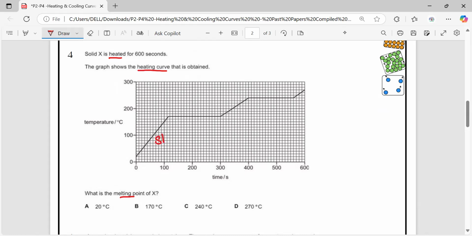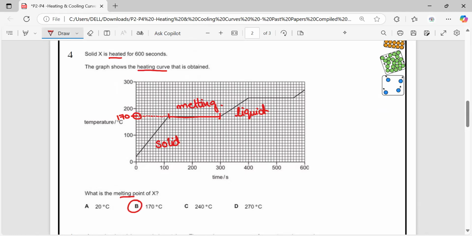So it means here it is solid when the temperature is rising. It's solid, and it turns into liquid at this point. So this straight line here to here is melting, when solid is changing into liquid. So we can just extend it backwards. Again, don't forget to use the scale and voila, you can find from here. It is 170 degrees. So B is the answer.